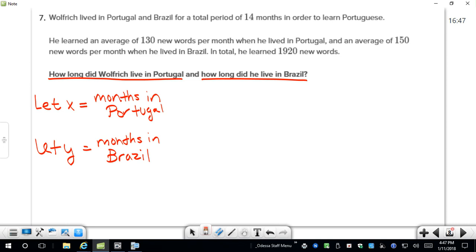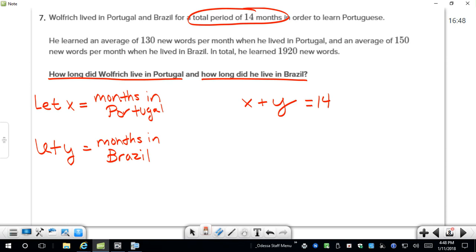Now remember, guys, there's got to be enough information in the problem for us to set up a system of equations here. So if we go back to the beginning, they tell us that Wolfrich lived in both of these places for a total period of 14 months. So that should be a familiar word to us, total, right? So guys, we like totals because usually it's pretty easy, because we know that if we have a total amount of something, in this case total months, that's the months in Portugal and the months in Brazil. So that's just simply x plus y.